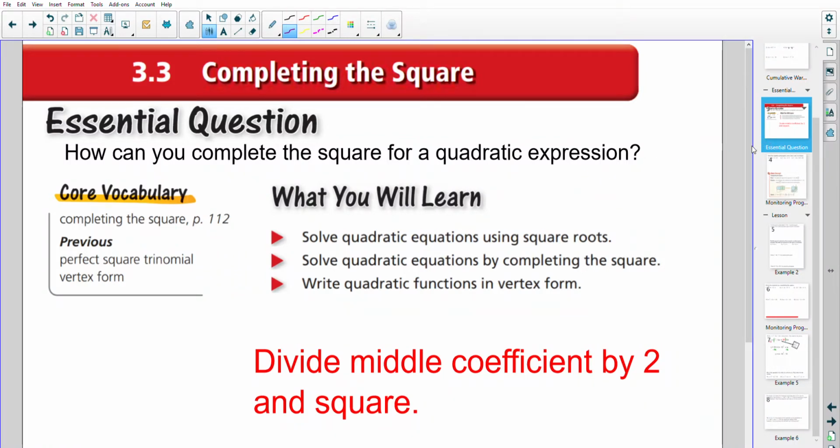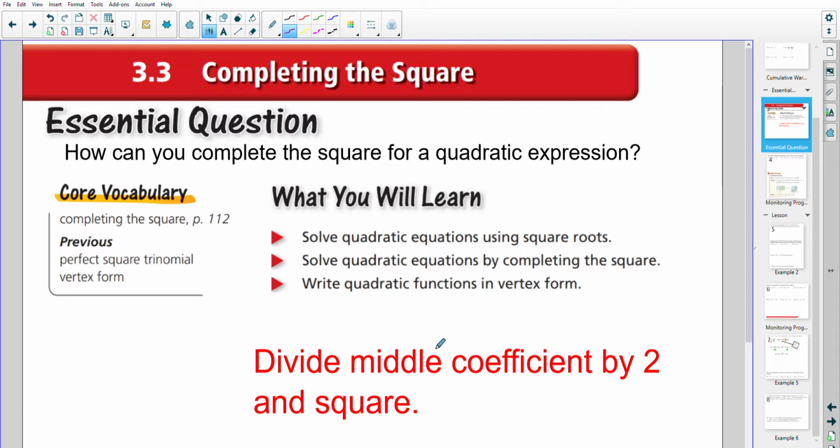Section 3.3, completing the square. In this section, you're going to use completing the square to put a function into vertex form, as well as solve an equation, a quadratic, by completing the square.